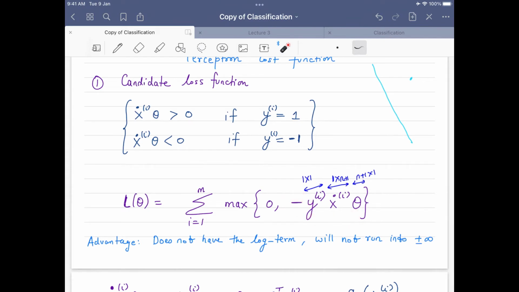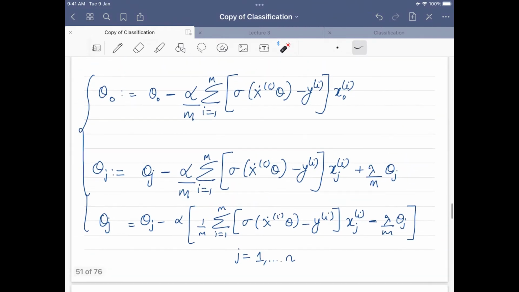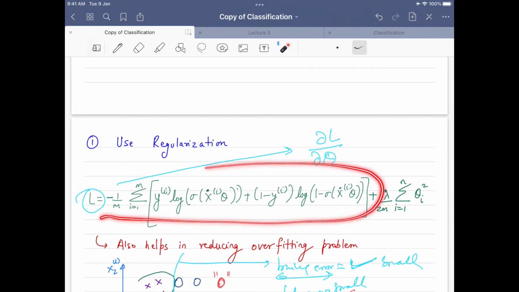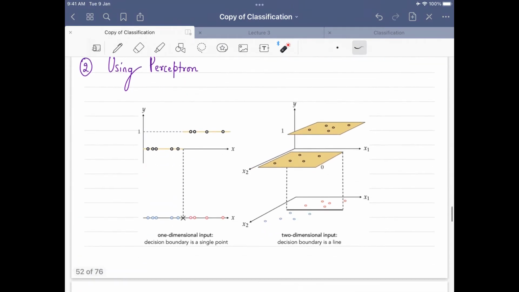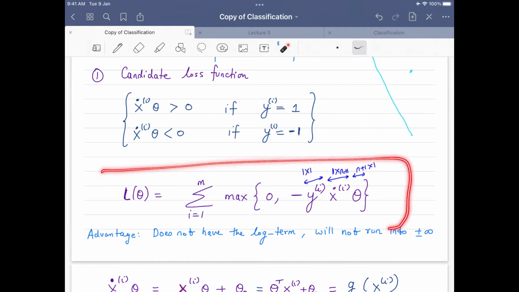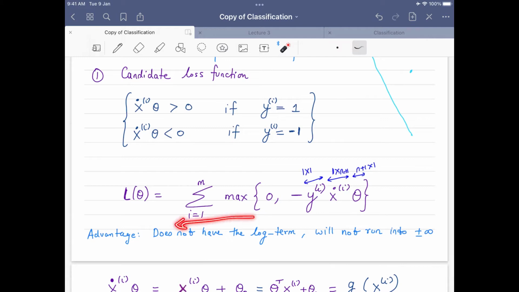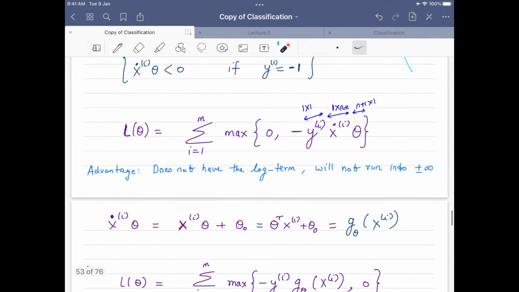The advantage of using this particular loss function is that there is no log term involved, and we will not run into a plus minus infinity situation, as I was telling you in the earlier setting, where the plus minus infinity problem came up because of the loss function given over here. This problem is avoided by using the new loss function. So let us see what this function is all about, and how we are going to use it in our perceptron algorithm.